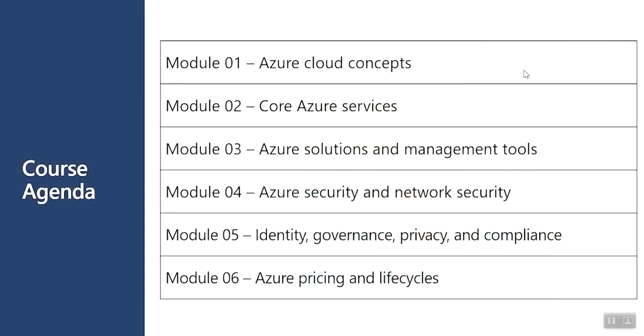The course has 6 modules. Module 1 will be Cloud Concepts. Module 2 will talk about Azure Core Services. Module 3 is all about Solutions and Management Tools. Module 4 will look at Security and Network Security. Module 5 will look at Identity, Governance, Privacy, and Compliance. Ending off with Module 6, which is Azure Pricing and Lifecycles.